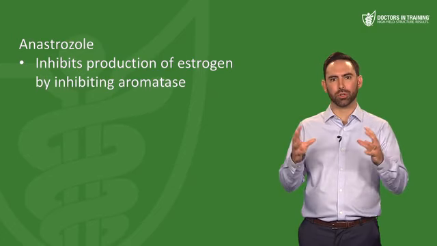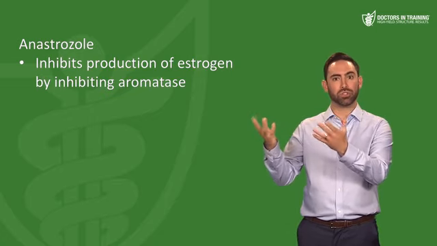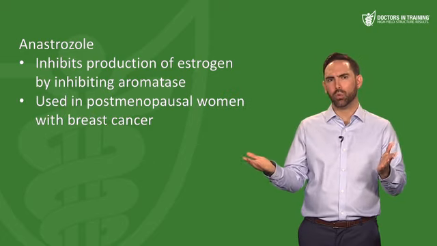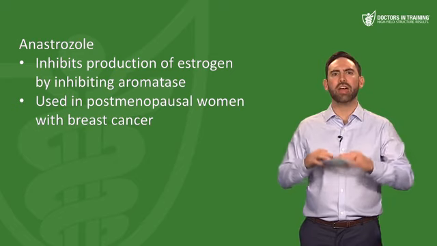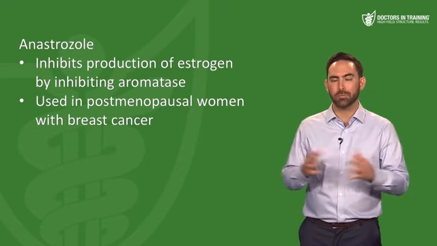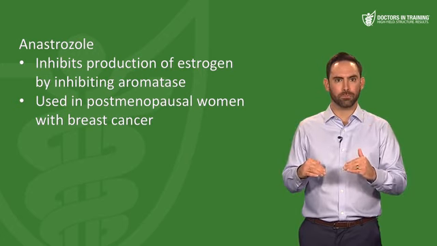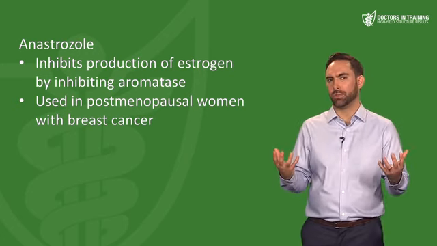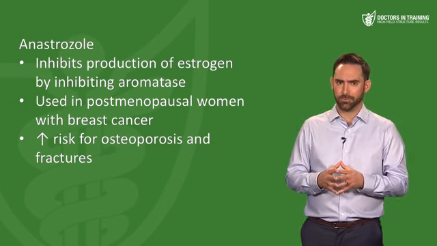Anastrozole inhibits the production of estrogen by inhibiting the enzyme aromatase, which is an important step in the conversion of androgens to estrogens. We use anastrozole in postmenopausal women with breast cancer. They have low levels of estrogen anyways, but anastrozole decreases the estrogen levels even further. The problem is that this low estrogen also affects the bones, so it increases the risk of osteoporosis and fractures.